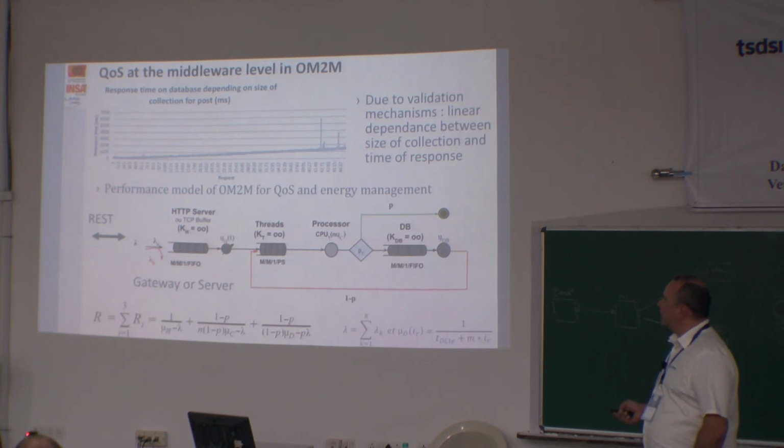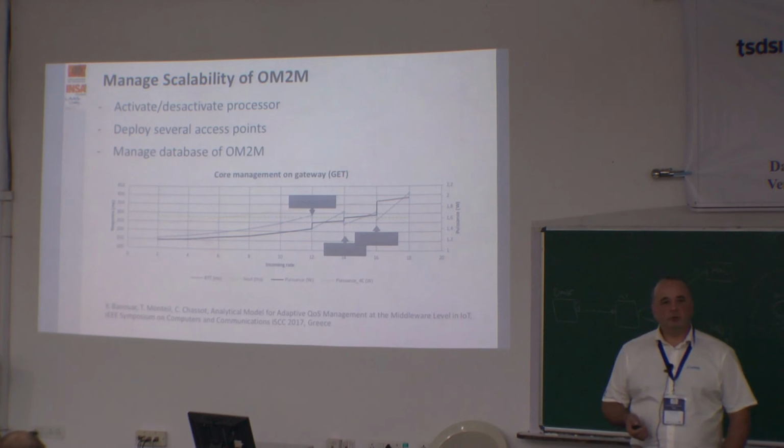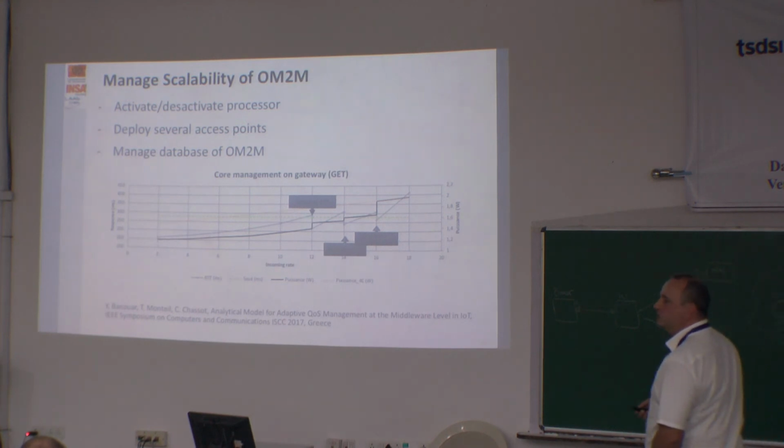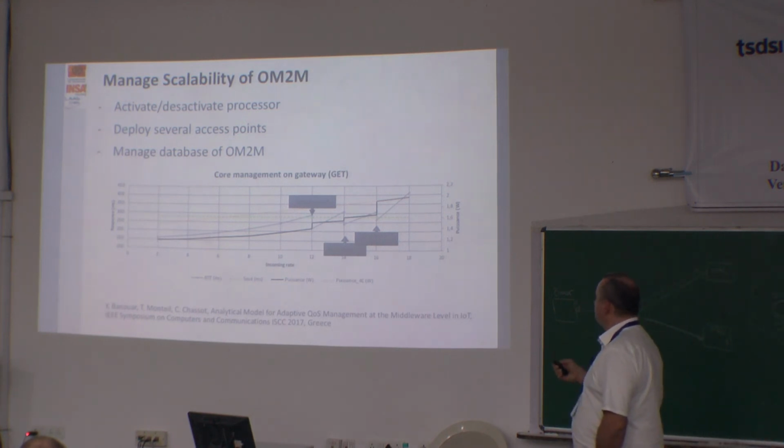And we also manage energy on a gateway. We want to have a fixed response time in the system. So we start and stop cores on the same gateway. It's a gateway with 4 cores of processing. Depending on the measured and predicted incoming rate, we can start or stop a core to stay at the same level of response time. So this is some work we also do on QoS for OM2M.